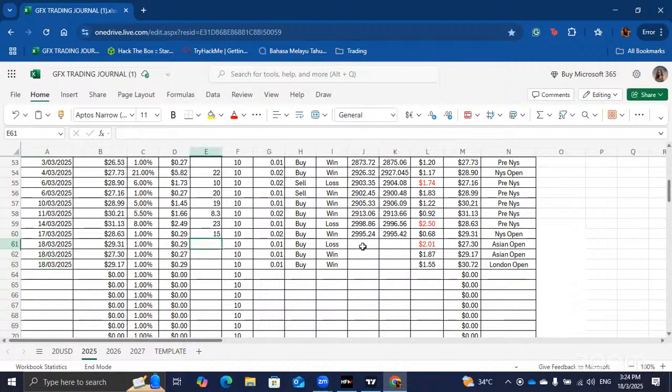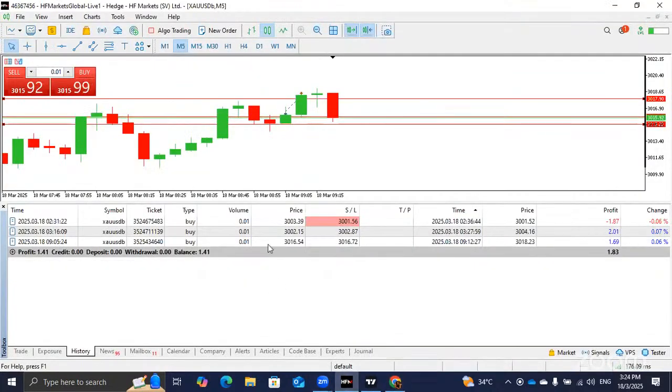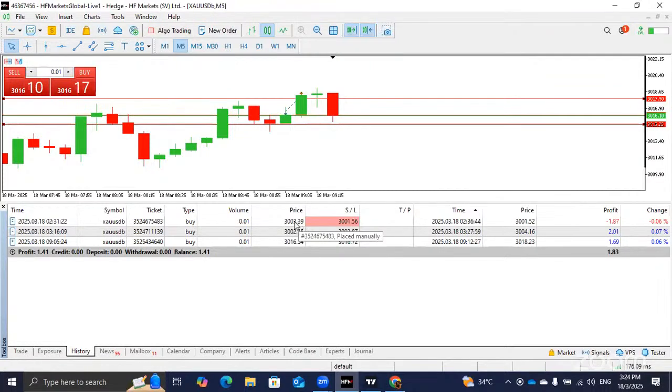Stop loss, I don't quite remember. Entry is here. Yeah. Right. 3003.39.